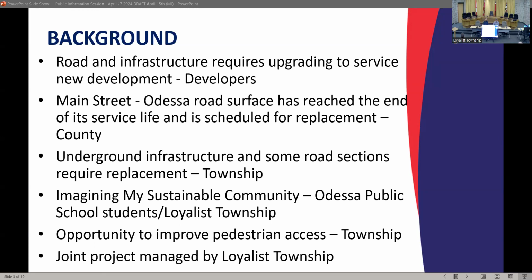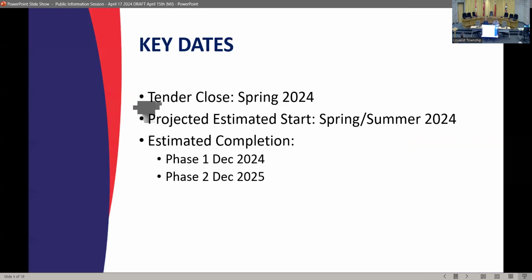As well, there's a partnership with the Odessa Public School students in Loyalist Township under the Imagining My Sustainable Community, and what students there thought their community should look like. So we've incorporated some of their ideas into the design. And we've also taken this opportunity to improve pedestrian access within the township. Because of all of the different groups involved, the township's managing it as a joint project. Next slide, please.